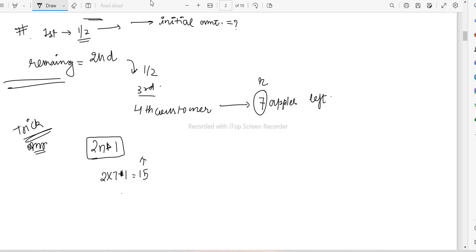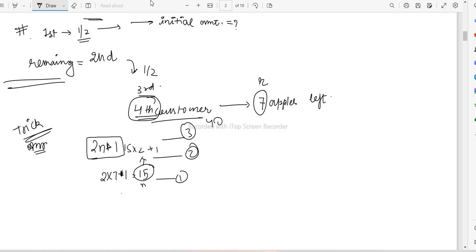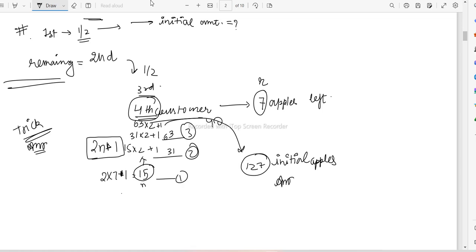Now you have to move forward. How many times? Because he went up to 4 customers, you'll go to the fourth level: first, then second, third, and fourth. Now n would be 15, so it would be 15 into 2 plus 1, which gives you 31. Then 31 into 2 plus 1 gives 63, and 63 into 2 plus 1 gives your final answer, 127. So this is the number of initial apples asked in the question. This is your answer.